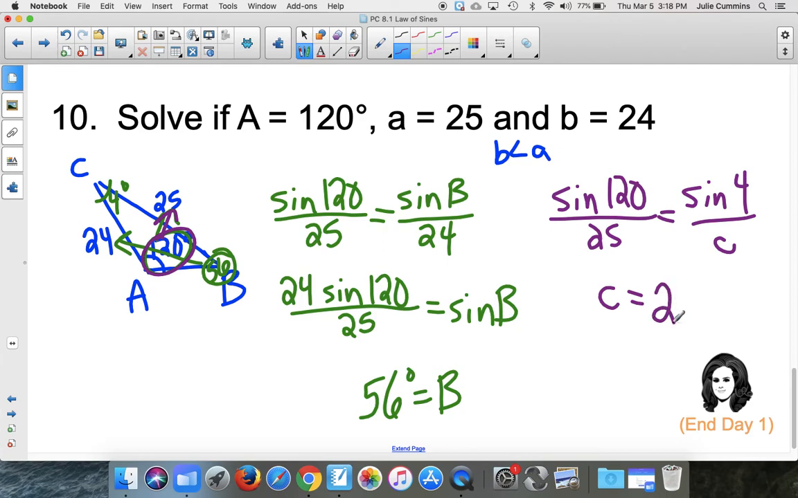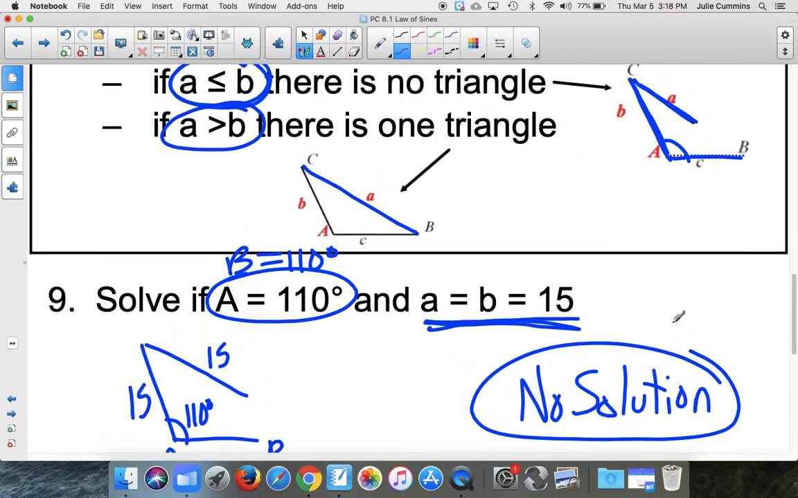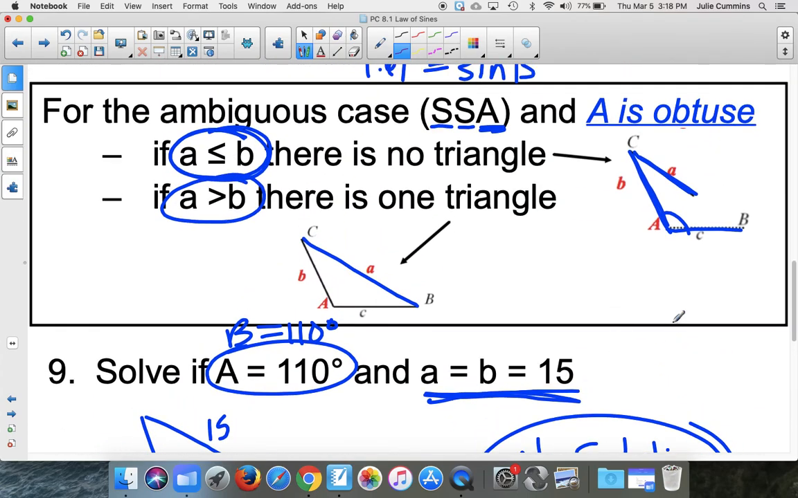Okay, so for that last case, for that ambiguous case, that angle, side, side, we have to be careful. Draw that triangle because sometimes it's going to work and sometimes it doesn't. We have only talked about this angle side side when A is obtuse. If A is an acute angle, things get even more complicated, which is what we'll talk about next lesson.